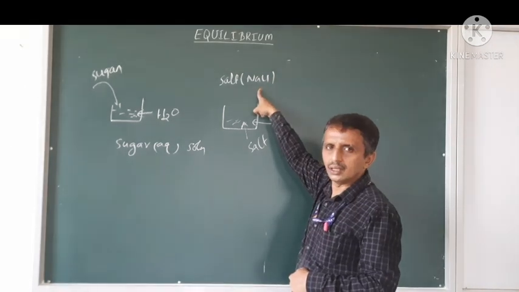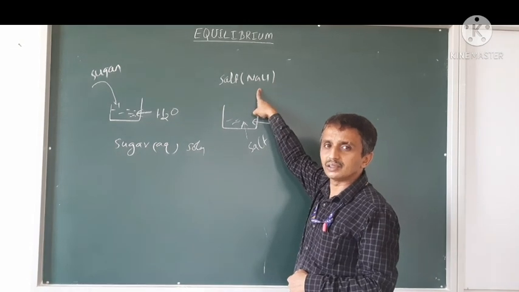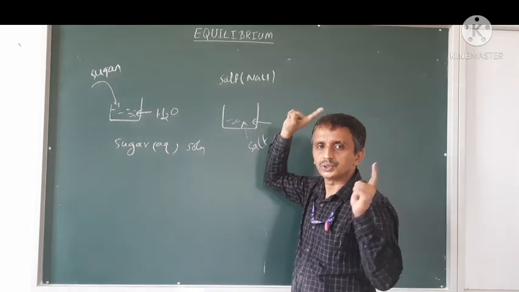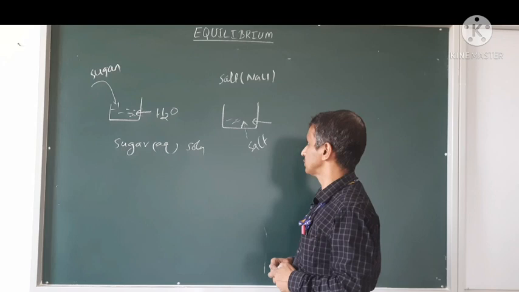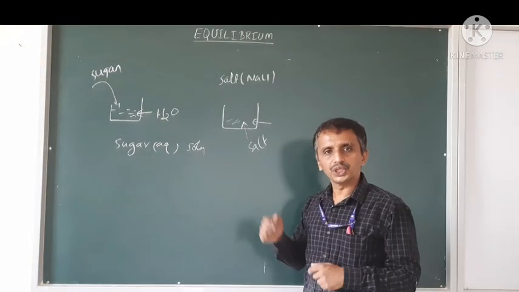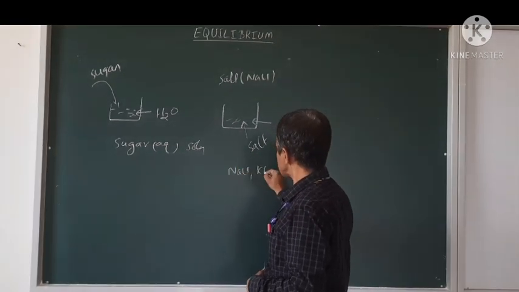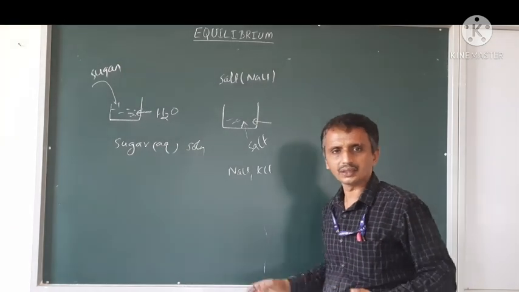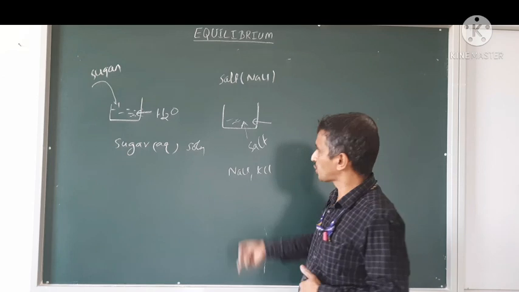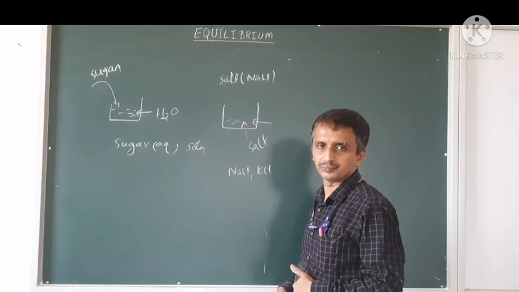See, NaCl or KCl or barium chloride etc., they are ionic only. Still, they do not conduct electricity. NaCl or KCl etc., which are salts, are ionic in nature. Still, they are not conducting electricity in the solid state.